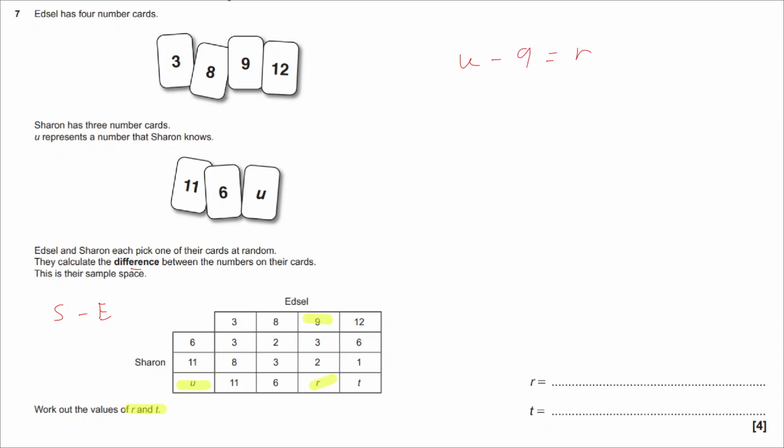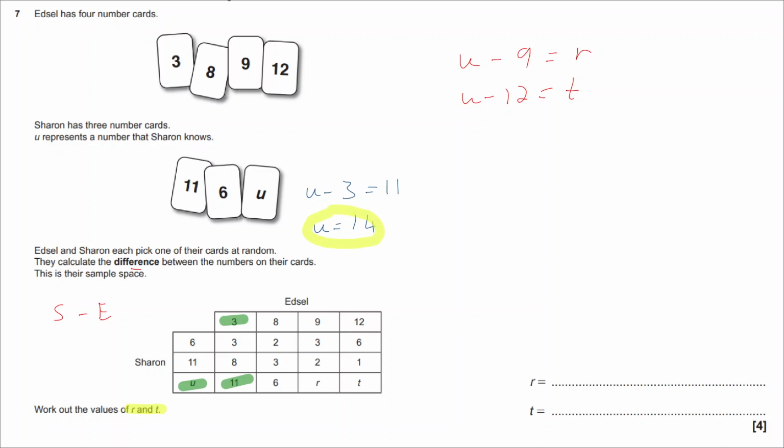Well, the issue is I've got 2 unknowns here. And similarly, if I do U take away 12 gives me T as the other one, again, I've got 2 unknown things, which isn't useful. But what I can do is this. I know that U take away 3 gives me 11. Therefore, U must be 11 plus 3, which is 14. So now I can replace U with 14, and this should be quite straightforward.